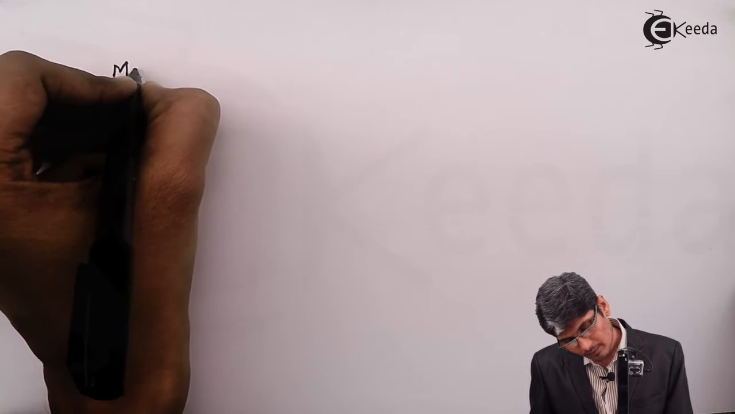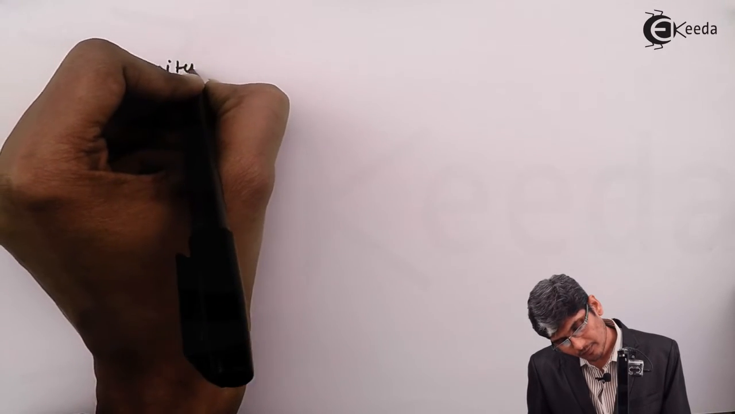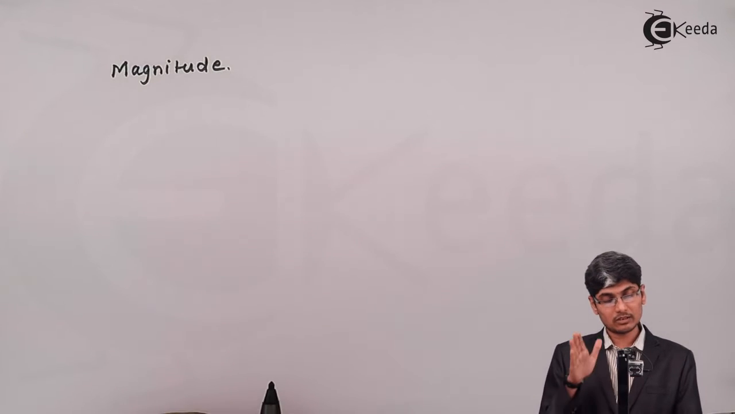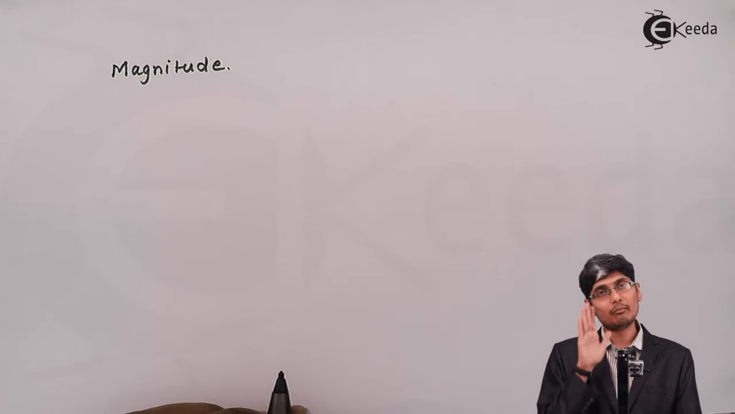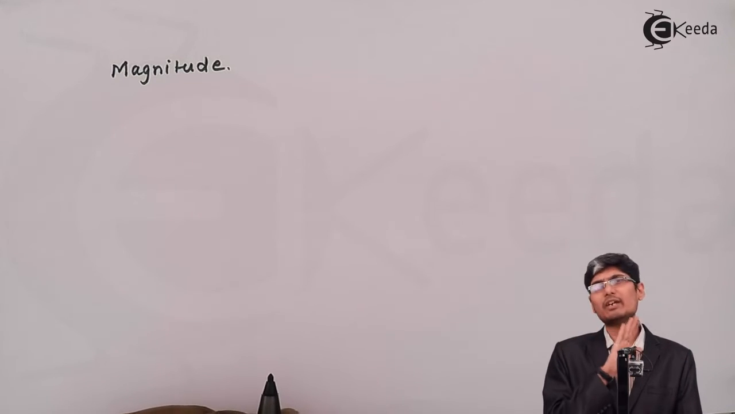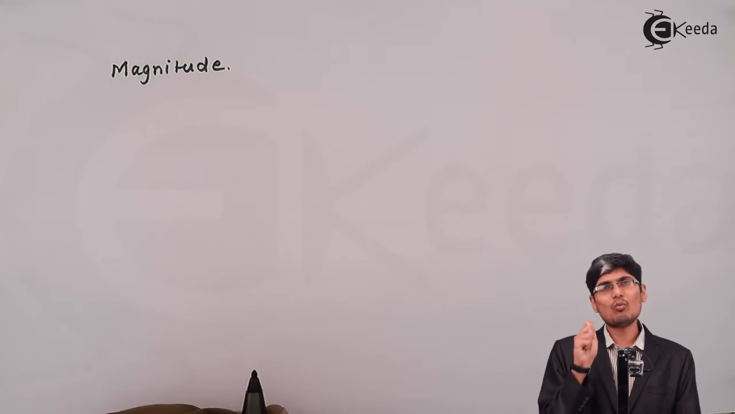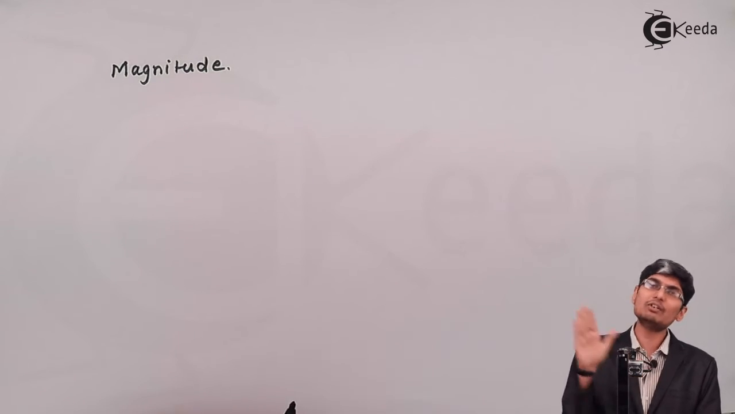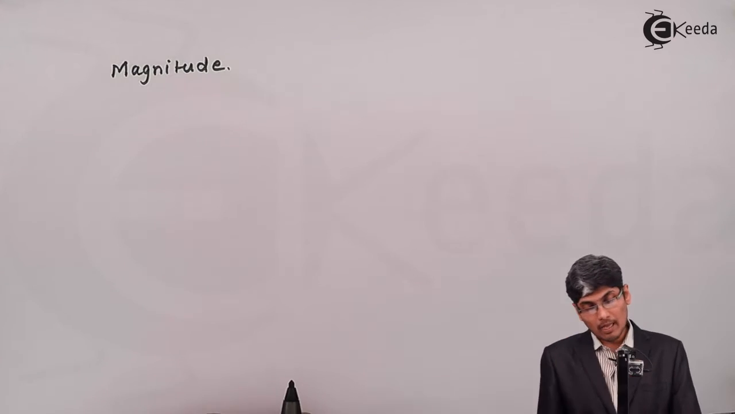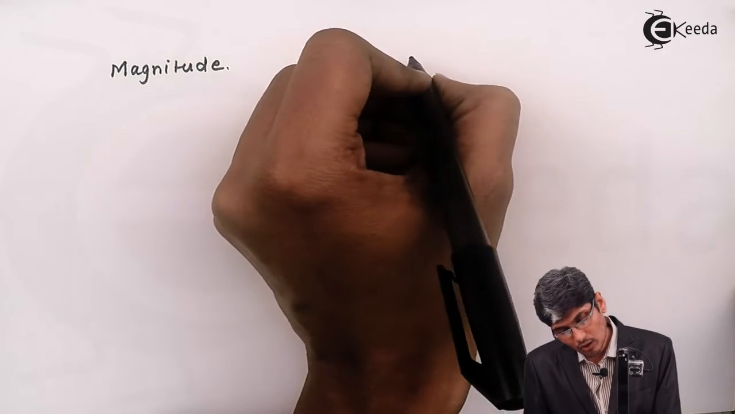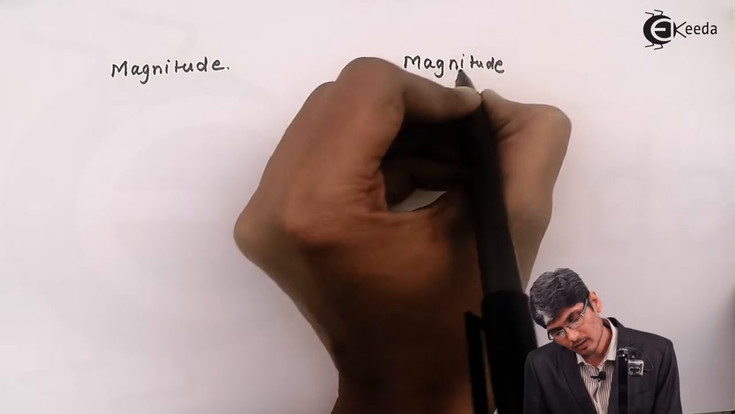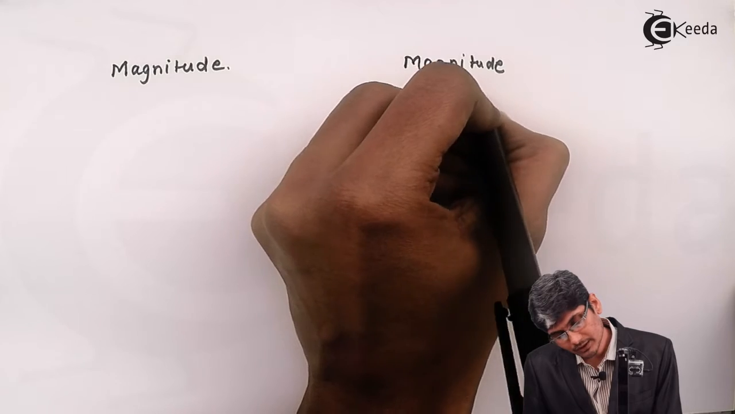One broader category has physical phenomena which have only magnitude. That means magnitude is sufficient to specify everything about that quantity. If I say 1 kg, everything is specified; 1 kg mass is enough to specify everything about that physical phenomenon. Then we also have phenomena wherein, along with magnitude, direction is also very important.